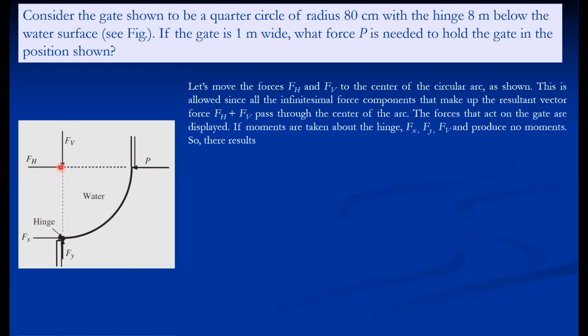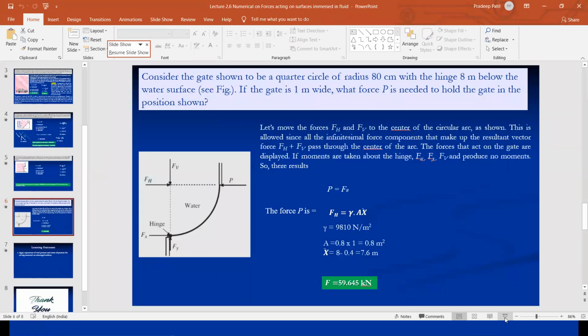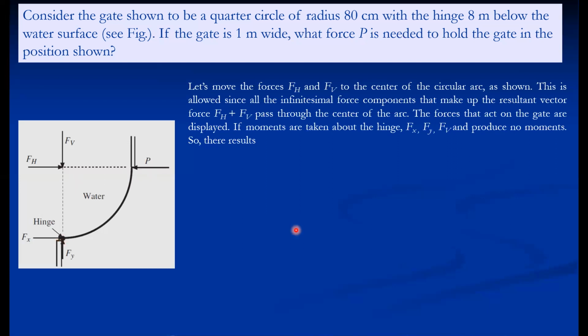The forces that act on the gate are displayed. If the moments are taken about the hinge, the forces Fh and Fv, which act at the center, produce no moment, because if we apply the moment about the hinge, all these forces act through it.